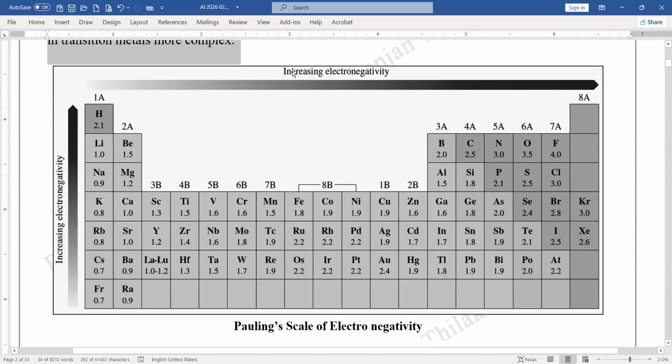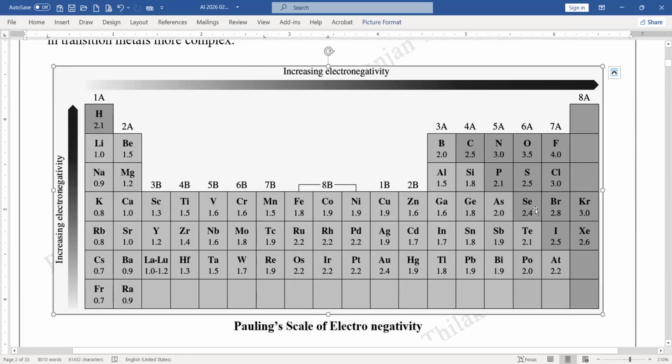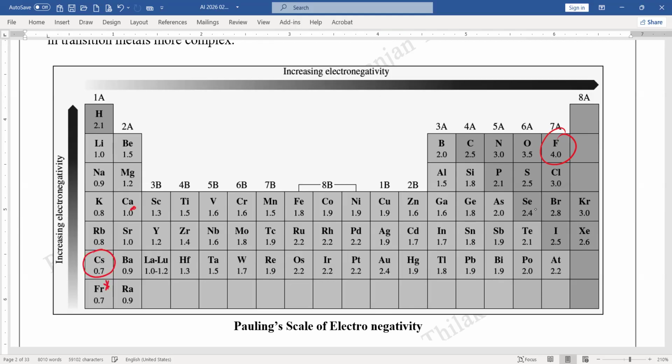See, this is the Pauling scale, the Pauling scale in electronegativity. The most electronegative element is fluorine, and it is 4. And the least one is cesium, not francium. Why? Francium is radioactive. Radium is radioactive.